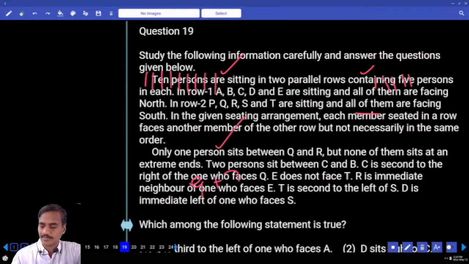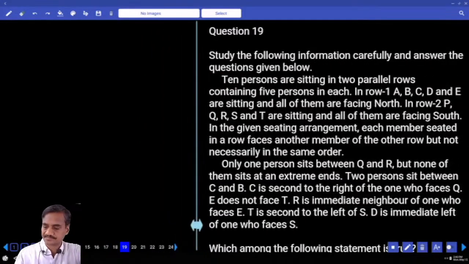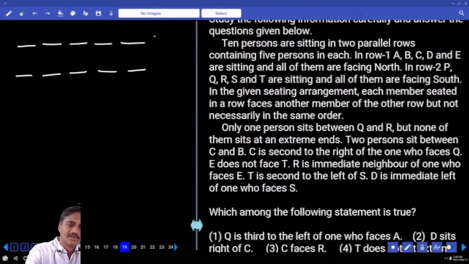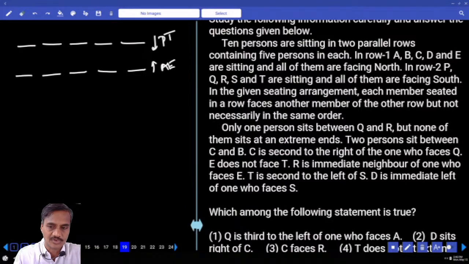Then the 19th one. Now in this 19, there are 10 people: 5 people in one row and 5 people in the other row. In row 1 are A, B, C, D, and E, and all of them are facing north. In row 2 are P, Q, R, S, and T, and they are facing south. Row 1 and row 2.